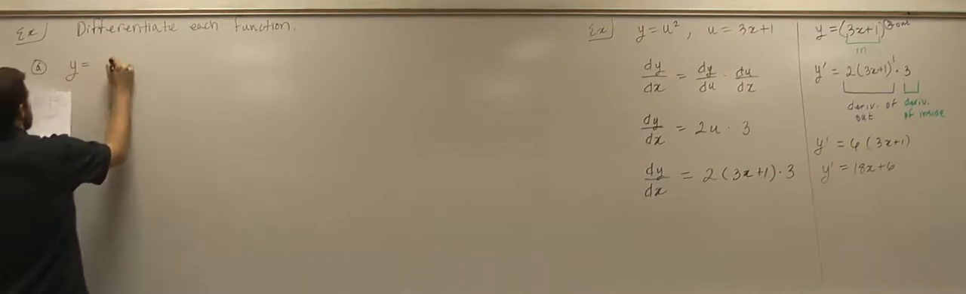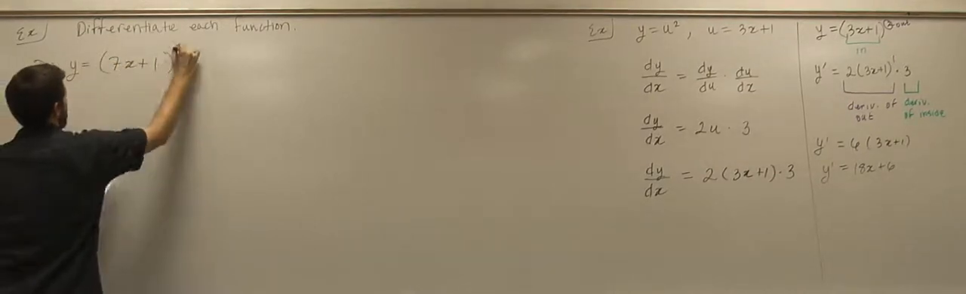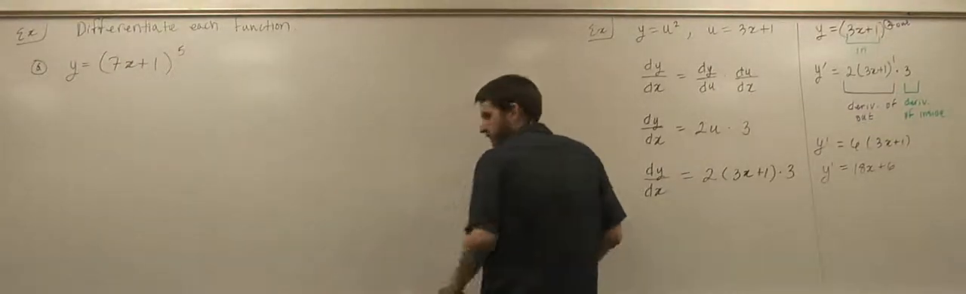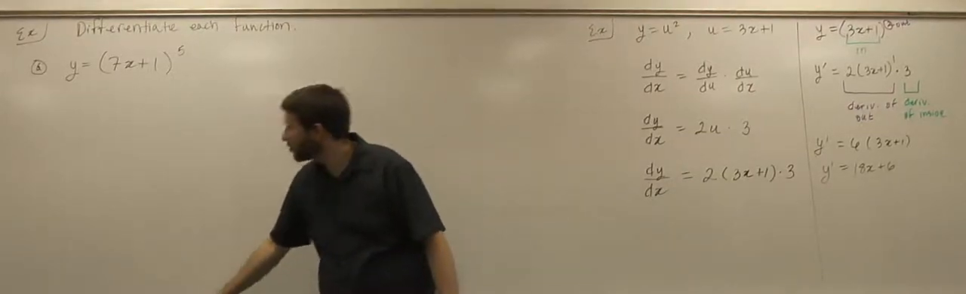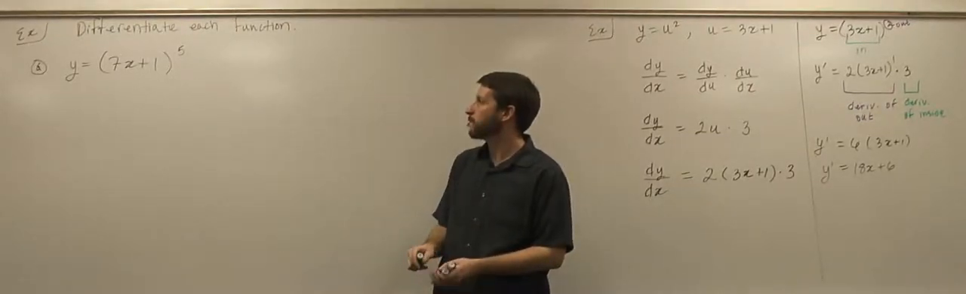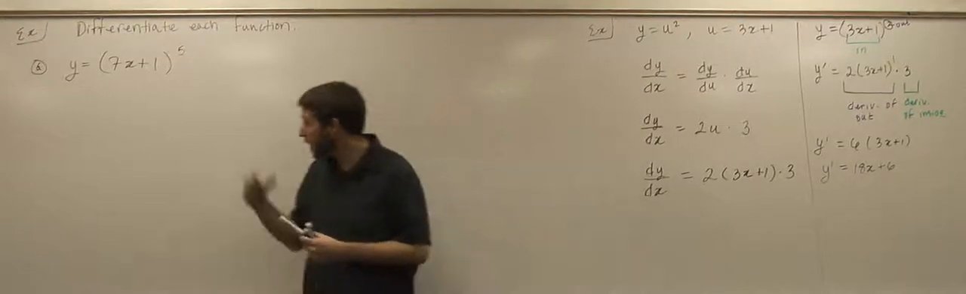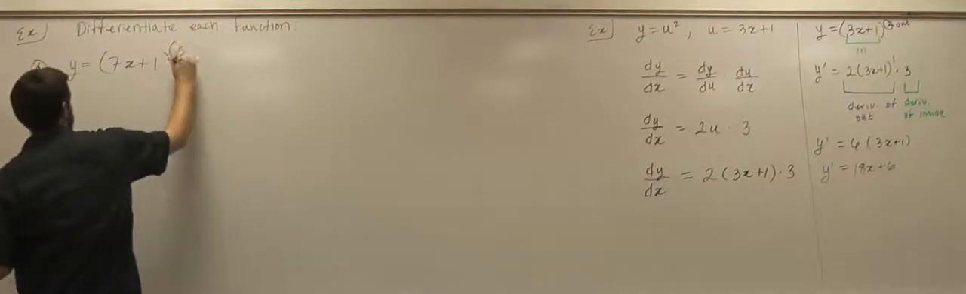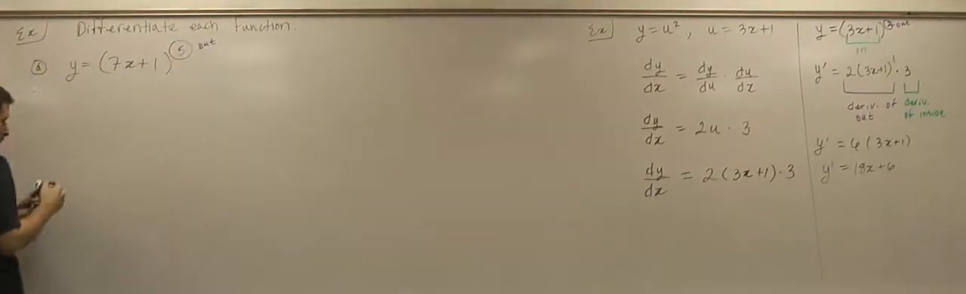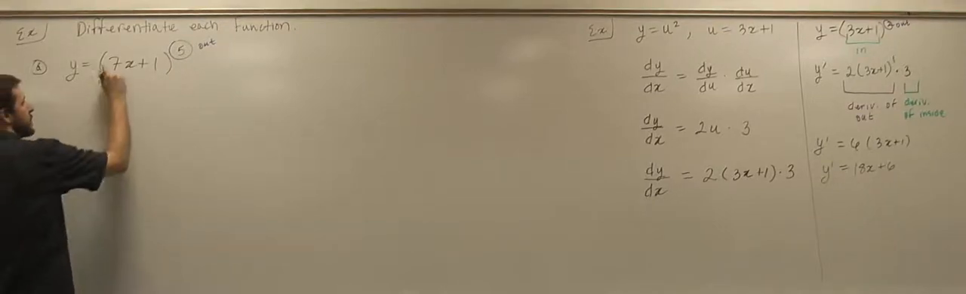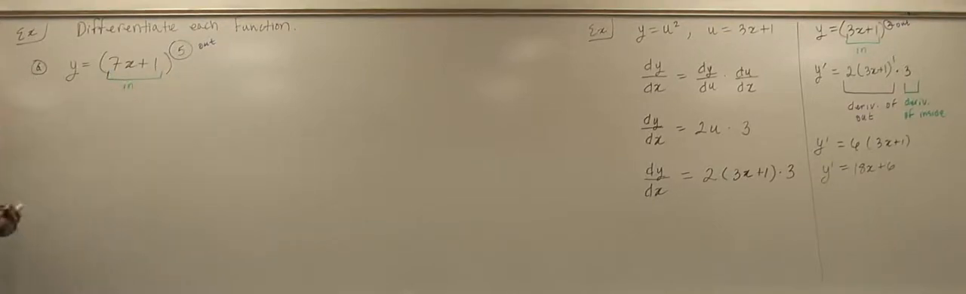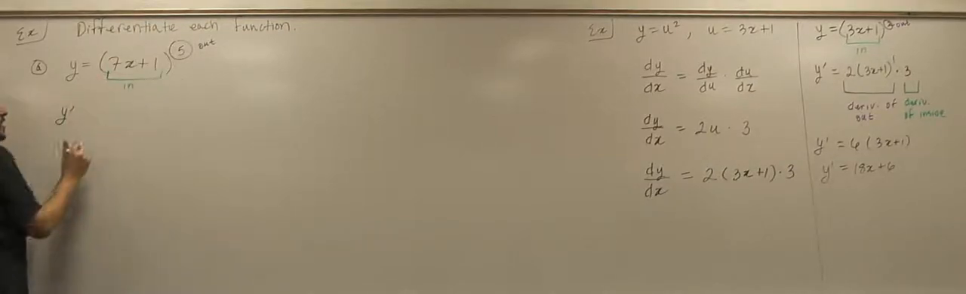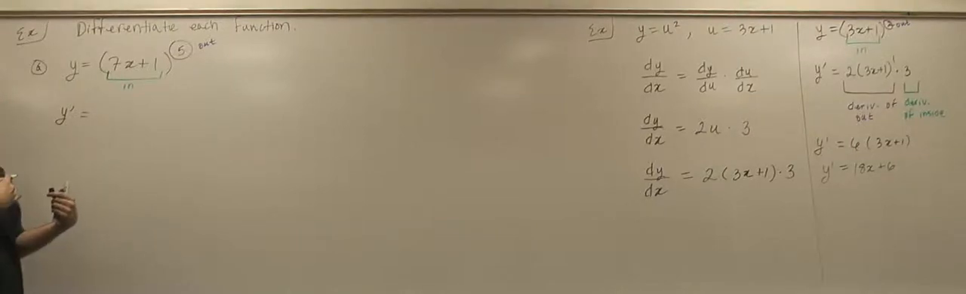Y equals (7x plus 1) to the fifth. So my mind is breaking this into an inside and outside function. Outside is this fifth power. Inside is 7x plus 1. So the chain rule says if you want to do the derivative of this composition, you do the derivative of the outside first, which means what?